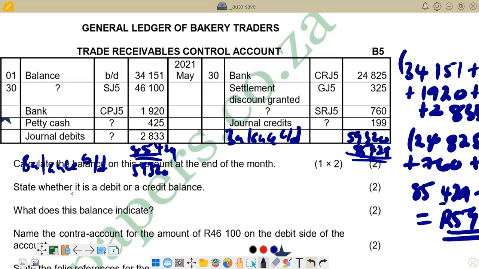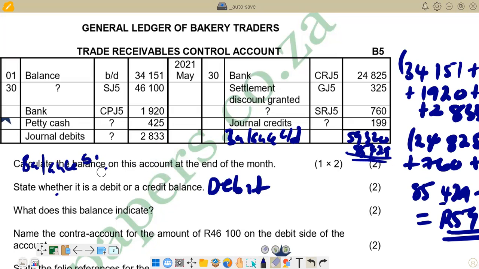59,320. So to answer this question of stating whether it's a debit or credit, you go where we have the balance BD, which is on the debit side here. That's where we have our balance. So the balance is on the debit. Obviously, the answer is that it's a debit balance. So that is what we have there.